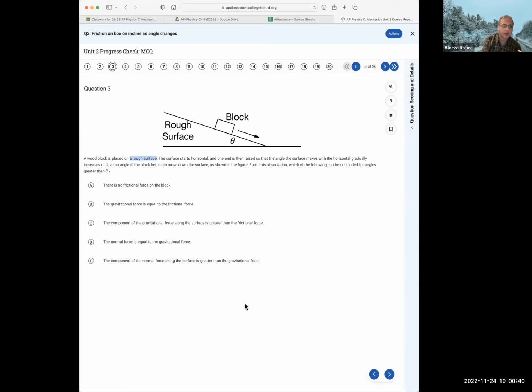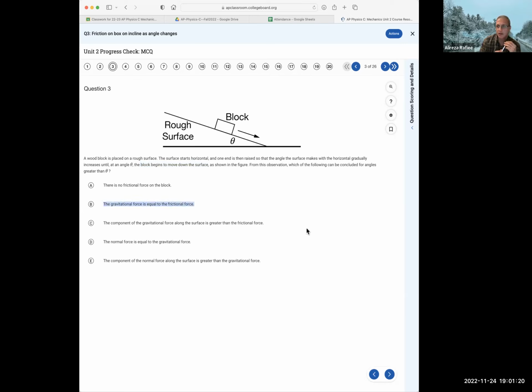Now let's go back to the question and review it. Since there is no frictional force on the block, now it says the block is sliding down, and it already says it's a rough surface, so there is a coefficient of friction. There is a motion. If there is a motion, there is a friction force. And also it says here, it begins to move down the surface. Okay, now let's read the second one. Gravitational force is equal to the friction force.